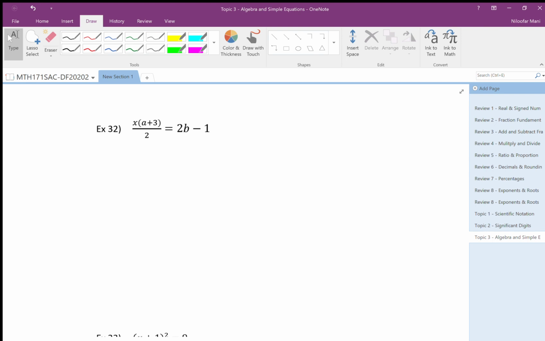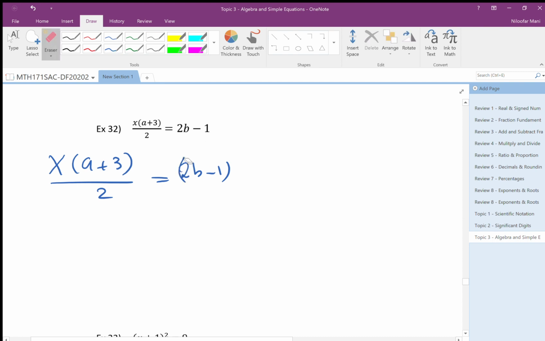So, what do you do? Here I have a fraction. I have to multiply both sides with 2. So I have x multiplied by a plus 3, divided by 2, equal 2b minus 1. And I know my handwriting is awful, I know. Okay, so you multiply both sides with 2 because that's the least common denominator between 2 and 1. Why 1? Because I see 1 here.